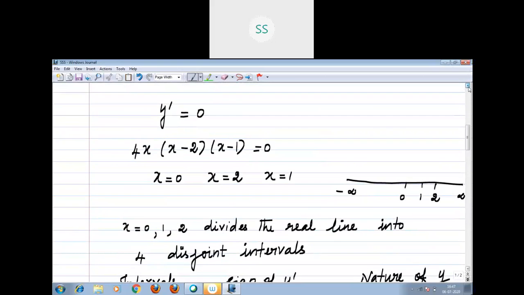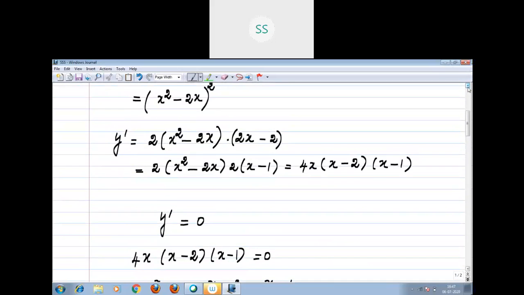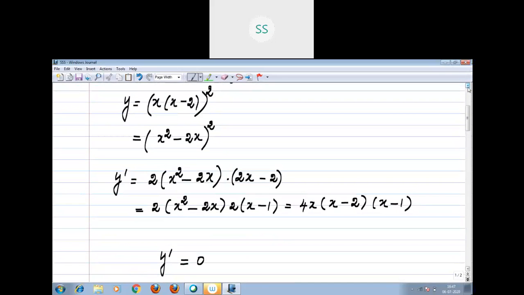What did you do first, find the value or find the interval? Same as I told you, right? See, y is equal to x into (x minus 2) the whole square. Then use x and multiply (x square minus 2x) the whole square. Then the derivative of x power n you used. So you arrived at the end as 4x into (x minus 2) into (x minus 1).